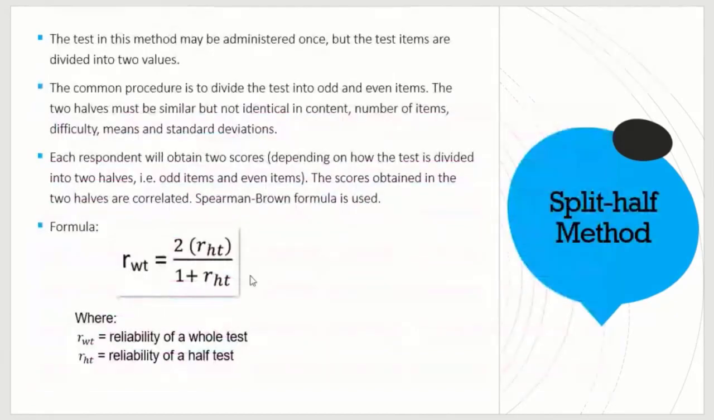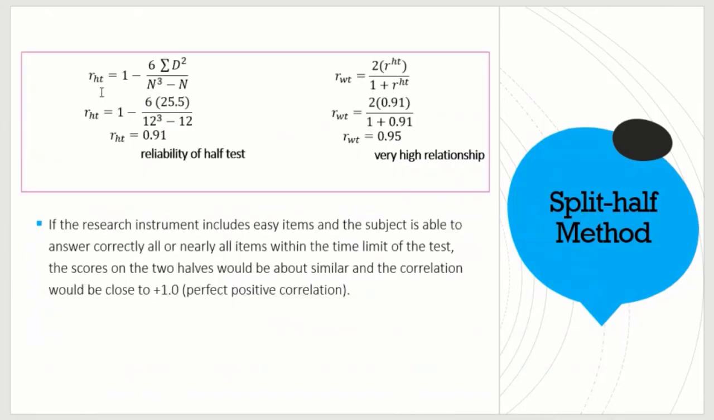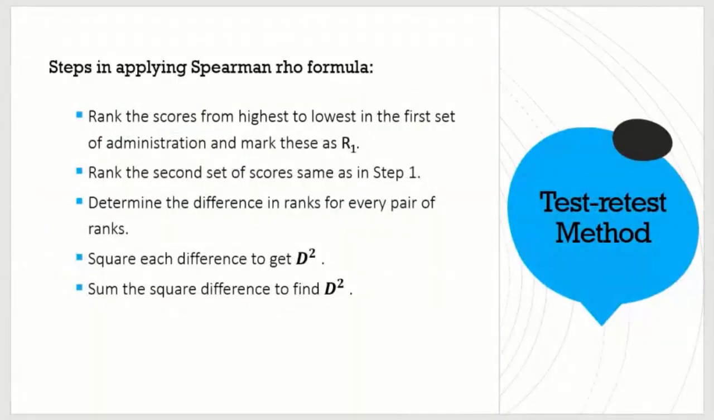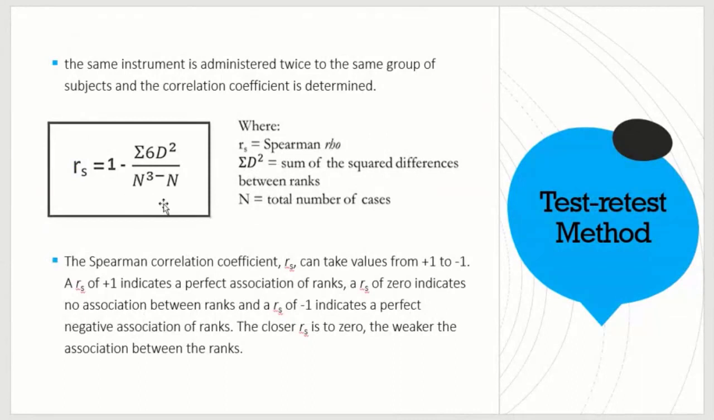Now, teacher, what's the point? You don't have summation of D square in the formula. Well, that is just because we are solving for RHT. The formula for RHT is equals to 1 minus 6 summation of D square over n cubed minus n, which is familiar. I hope this looks familiar to you because we discussed it yesterday, which is the Spearman-Rho. It's written as RS here, but as you can see, it's the same.